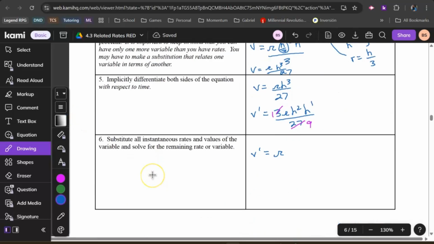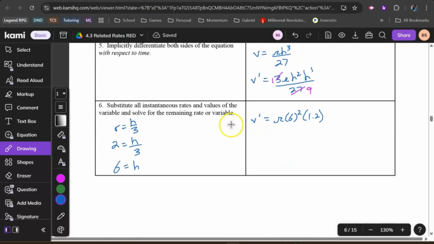But we can use the radius to solve for h, because we know that r is equal to h over 3 in this particular cone. And we know that the radius is 2. So 2 is equal to h over 3, which means that h is just 6 when we multiply the 3 over. So then we get 6 squared times h prime, which I believe was 1.2. Let's go make sure. Yes, it was. And that's all over 9.